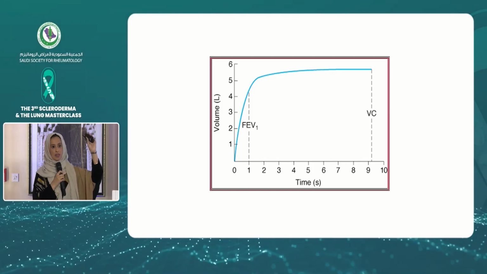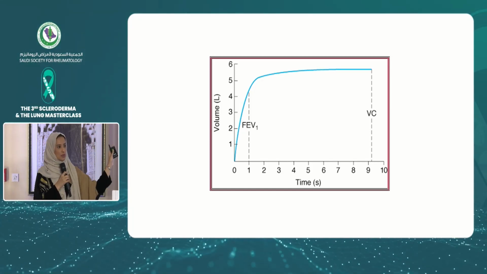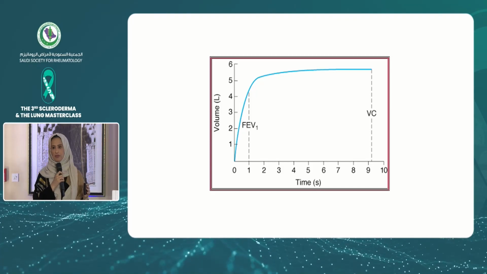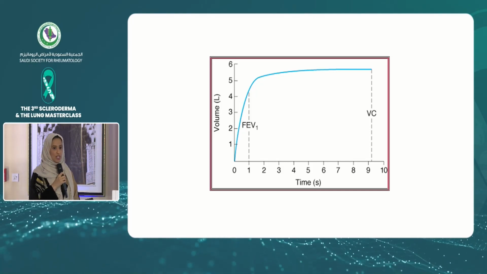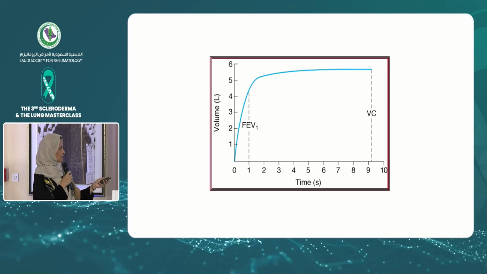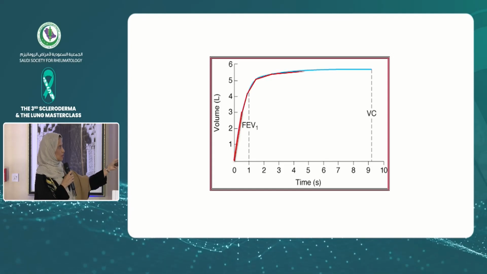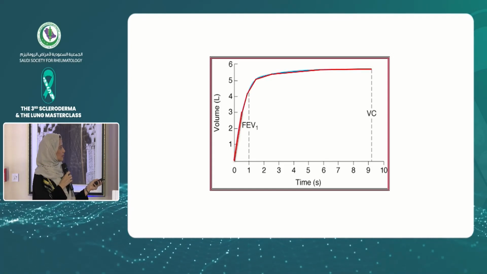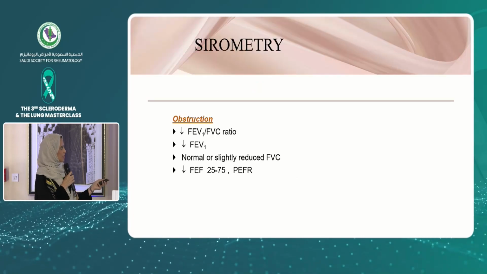That's why al-bast wal-maqam should be normal, right? FEV1 over FVC should be normal. Thus the ratio should be normal. If there's an impairment, so that's a normal flow, or volume against the time.